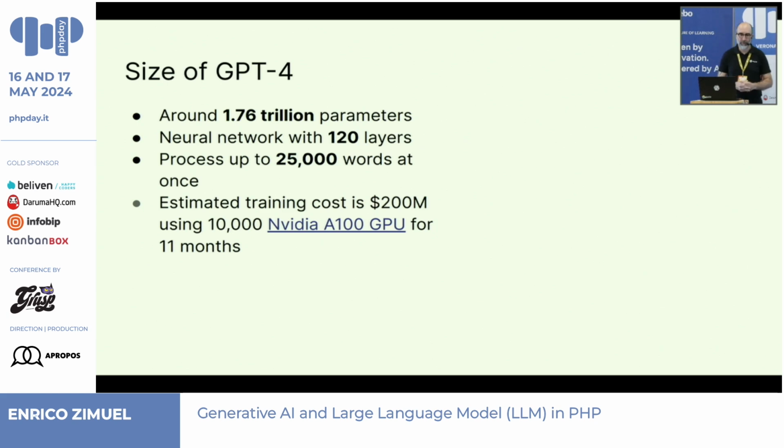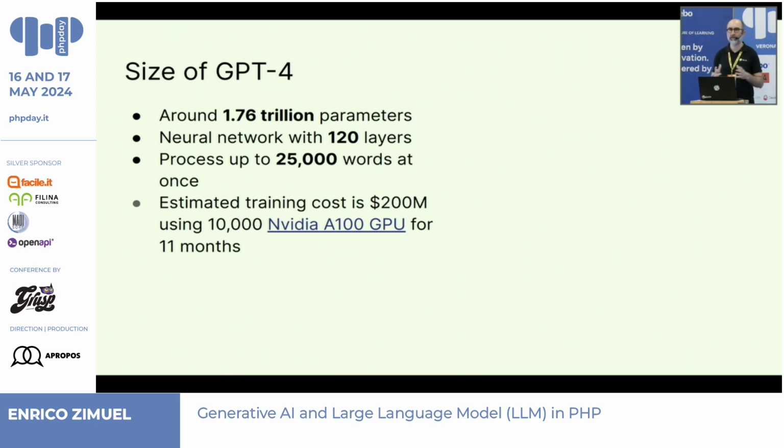And to train GPT-4, this is an estimation, because of course OpenAI didn't present the invoice, so how much they spent, but more or less these are the numbers. $200 million just to train GPT-4, because they used almost 10K NVIDIA A100 GPUs. That was the best GPU available. Just to give you an idea, one of these GPUs costs around 25K euro, one. For 11 months, if you do the calculation, more or less, this is the quantity of money.